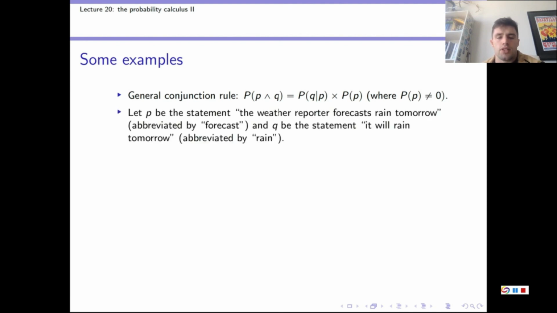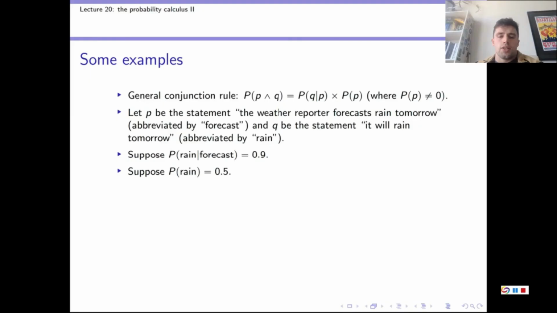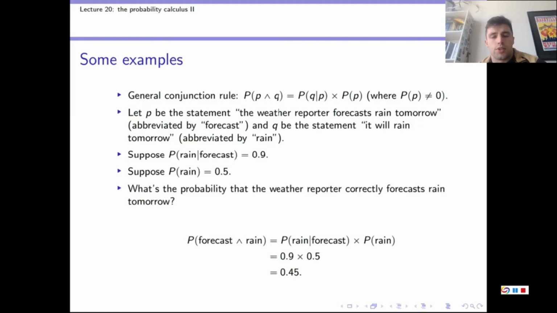So let P be the statement, the weather reporter forecasts rain tomorrow, and let Q be the statement, it will rain tomorrow. Suppose the probability that it will rain tomorrow, given that the weather reporter forecasts rain tomorrow, is 0.9. And suppose that the probability that it rains tomorrow is 0.5. Then here is a question, so have a little scribble just before we go through the answer. So, what's the probability that the weather reporter correctly forecasts that it will rain tomorrow?